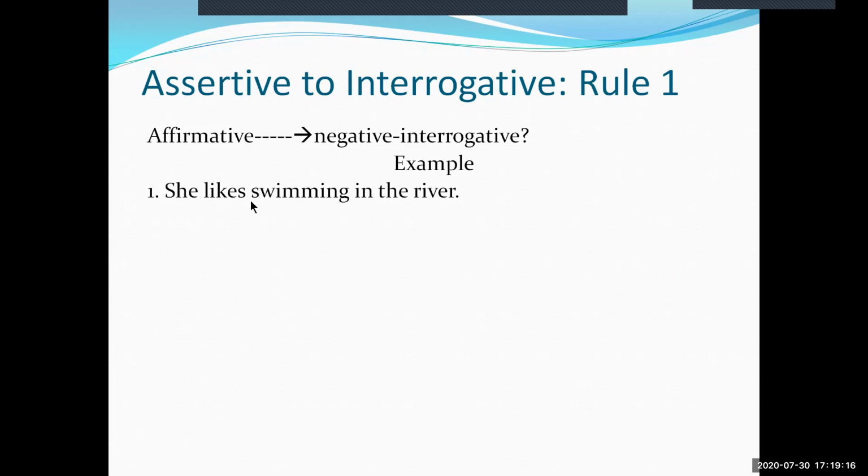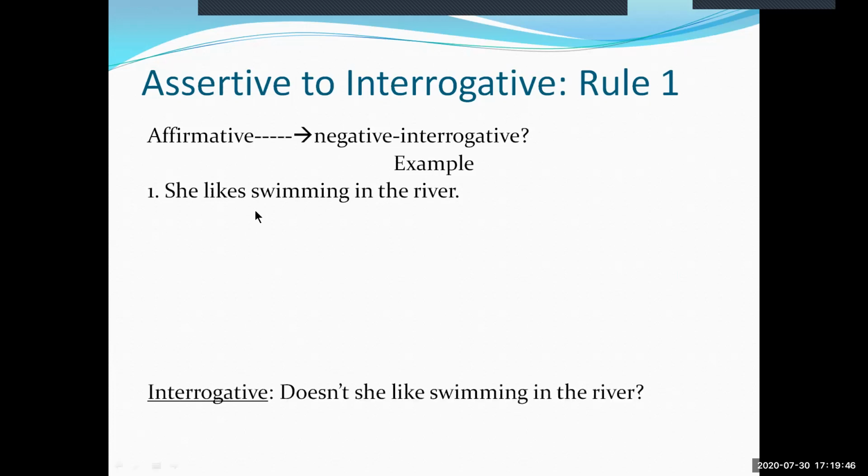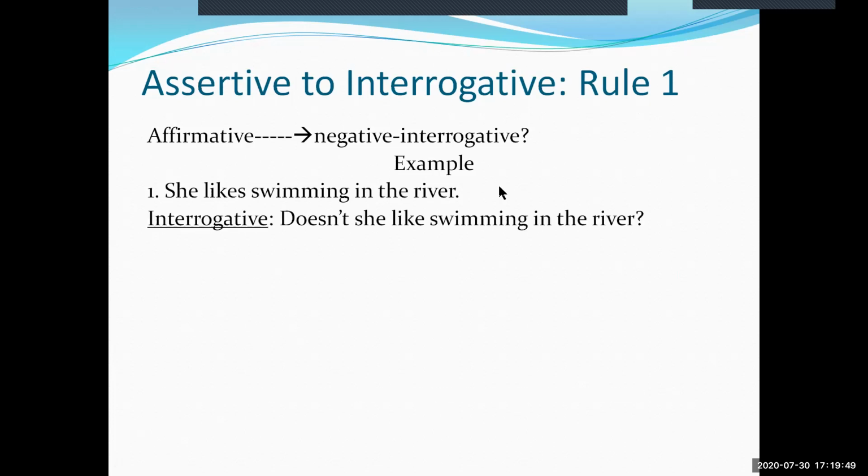As this sentence is in present indefinite tense, and as the verb has s with it, to make this sentence interrogative, we have to drop this s and take does as the auxiliary verb, and then add not with the auxiliary verb does, and it will read like doesn't in the contracted form. So take doesn't in the beginning of the sentence, then rewrite the sentence like this: she like swimming in the river. That will be the interrogative form of the sentence 1 I'm showing here.